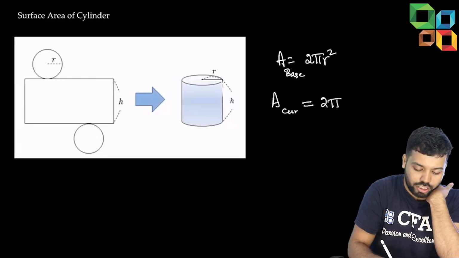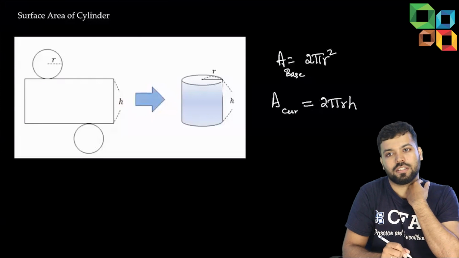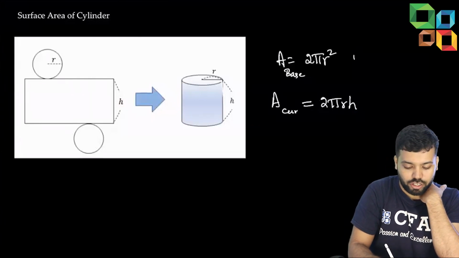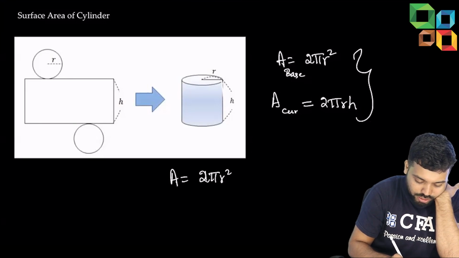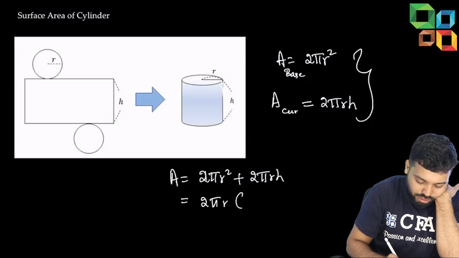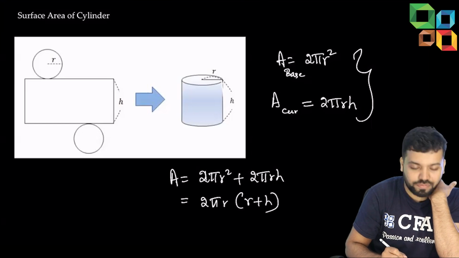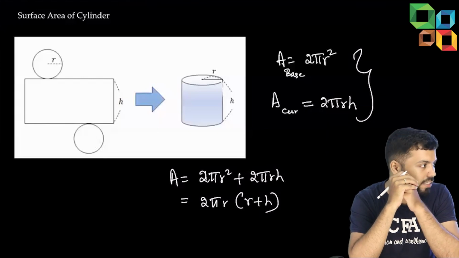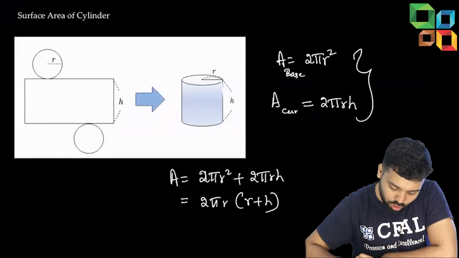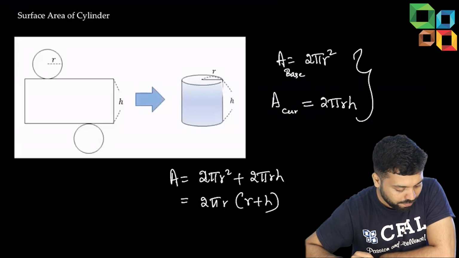2 pi r, length into breadth, which is 2 pi r h. Now we need to add these two to get the total area, which is nothing but 2 pi r square plus 2 pi r h. So we will get 2 pi r into r plus h. Is this clear? This problem, or rather this formula? It's clear? Okay, we'll check two more and after that we'll stop for the day.